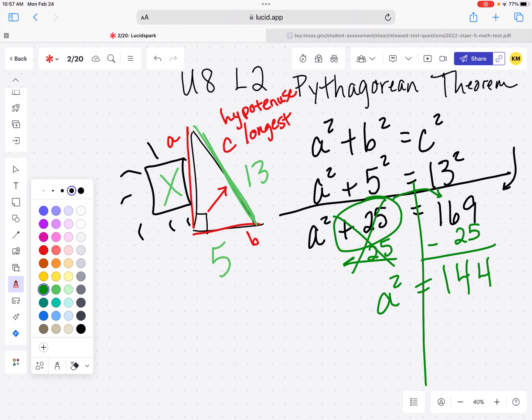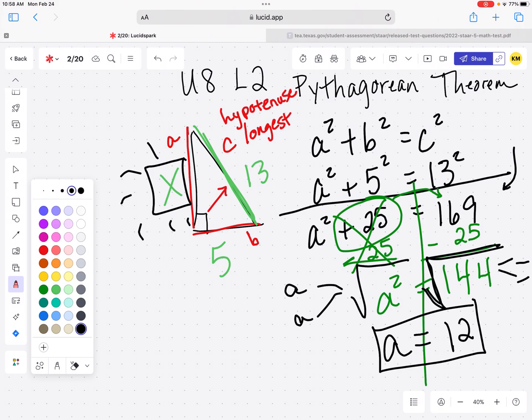So what do I do now, guys? We've done this for the whole first assignment. How do I get a by itself? Right now it's a squared. We take the square root. Boom. That separates my a's from each other and just gives me 1a. And what times what makes 144? The square root of that is 12. Boom. So instead of an x, I've got 12.